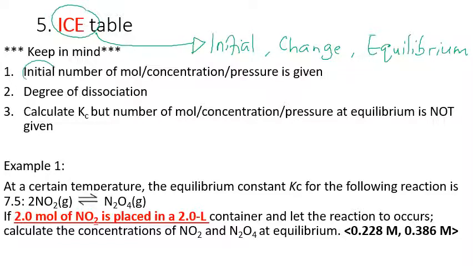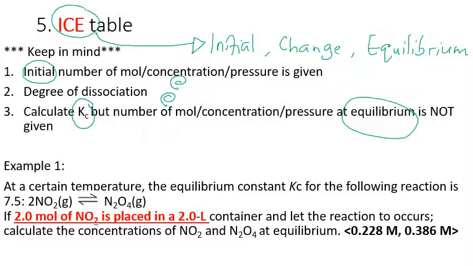Generally, the initial number of moles, concentration, or pressure will be given. Sometimes they will give us the degree of dissociation, or they ask us to look for the degree of dissociation, or they ask us to calculate the Kc value. But then we notice that the concentration, number of moles, or pressure given is not at equilibrium. For these three cases, we are going to use the ICE table.